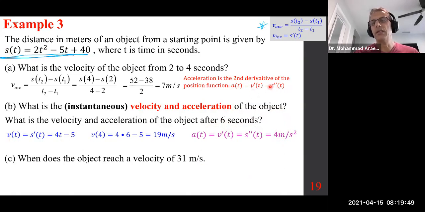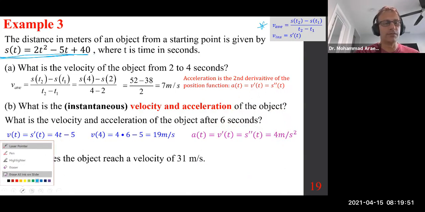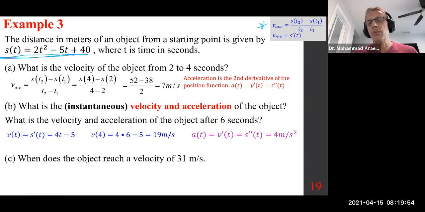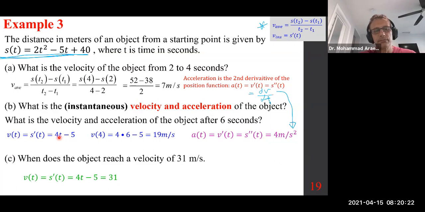Remember, this is dv dt. I want to discuss the units for you. S double prime or v double prime means dv dt, and the units become the units of the numerator, which is meters per second, over the units of the denominator, which is seconds. So meters per second per second. When does the object reach 31 meters per second? That means the velocity is given, and a t is missing. Very straightforward.